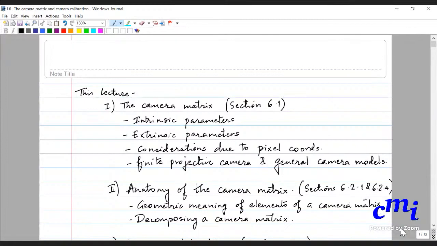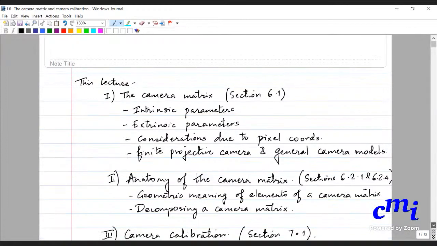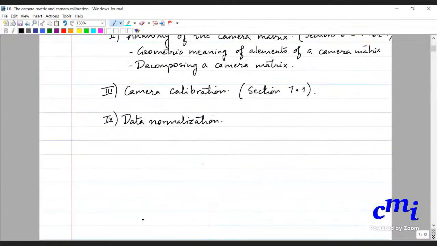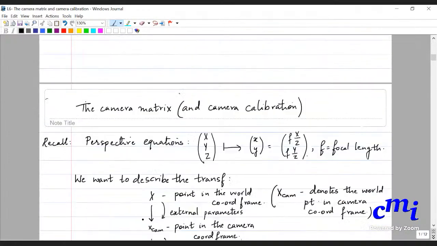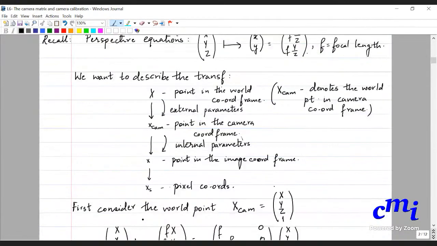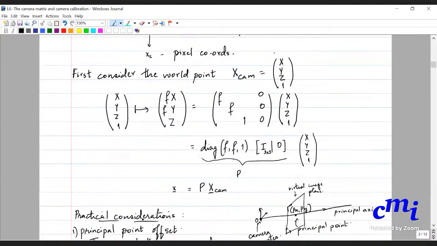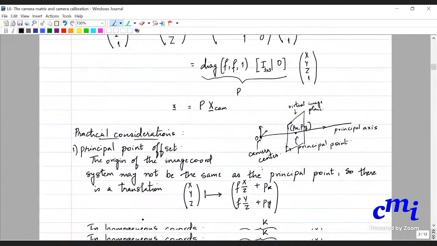I mean, we can quickly go over these things again if you have a question. Else, I can move on to this. This is what I want to talk about today: anatomy of the camera matrix, and then camera calibration and some data normalization part. So, are these things clear? If you had a chance to look at the post-it notes and the earlier recording, do you have any questions about what was done in these notes?